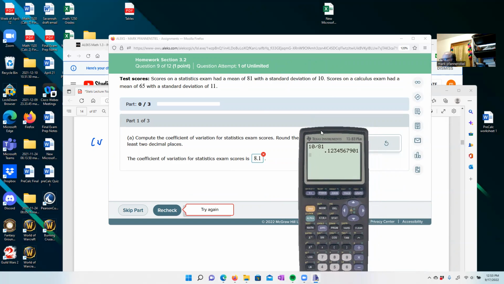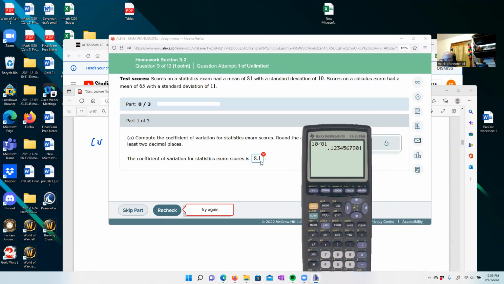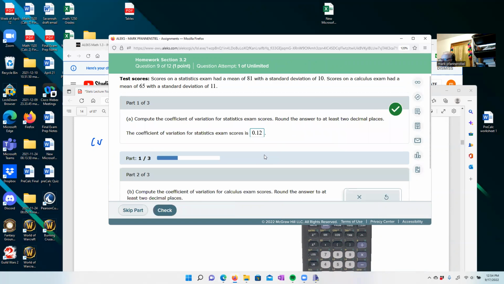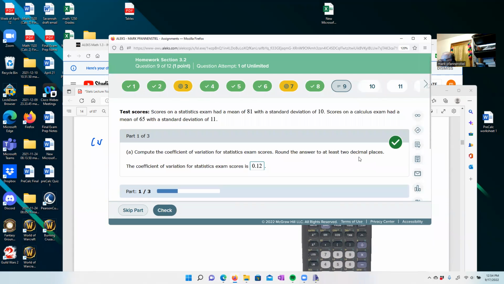2 decimal places. So we're going to say 0.12. And when we check it, okay, that's much better. Okay, coefficient of variation for the calculus exam. So we are going to want our standard deviation over our mean. So that's going to be 11 over 65.